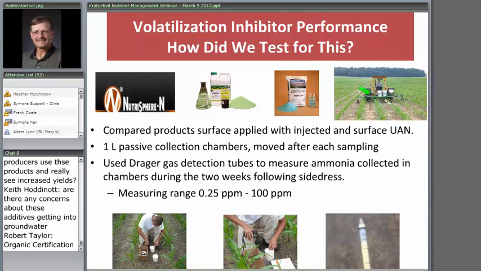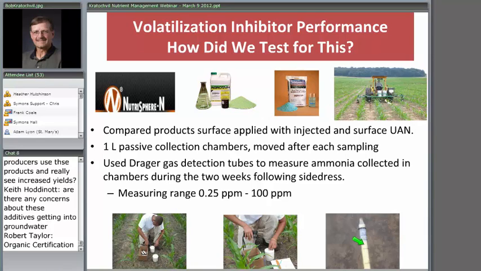The way we did this was with 1 liter PVC collection chambers. It was a passive process that we were using. What we did, you can see down here, we would put the PVC chamber over the site where the nitrogen was applied, either injected into the soil or dribbled on the surface. We would get over that site, put the chamber over the site. Chamber had a cork in the top of it, and then we would use these Draeger tubes.